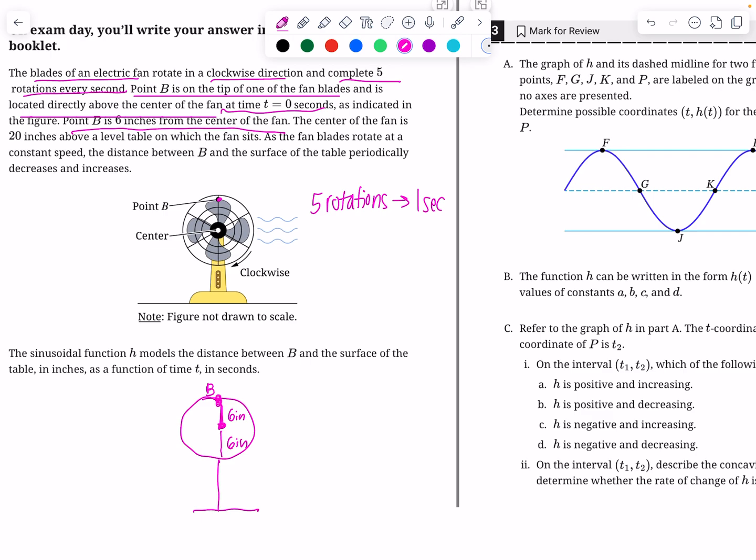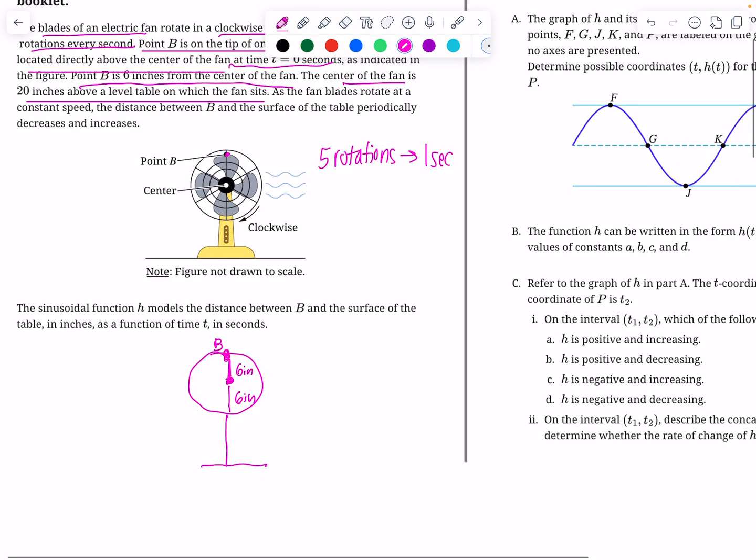Okay, now we continue reading. It says the center of the fan is 20 inches above the level table on which the fan sits. Okay, so this would be the table where the fan sits. And the center, so that's right here, the center of the fan is 20 inches above a level table on which the fan sits. Okay, good. So this is 20 inches.